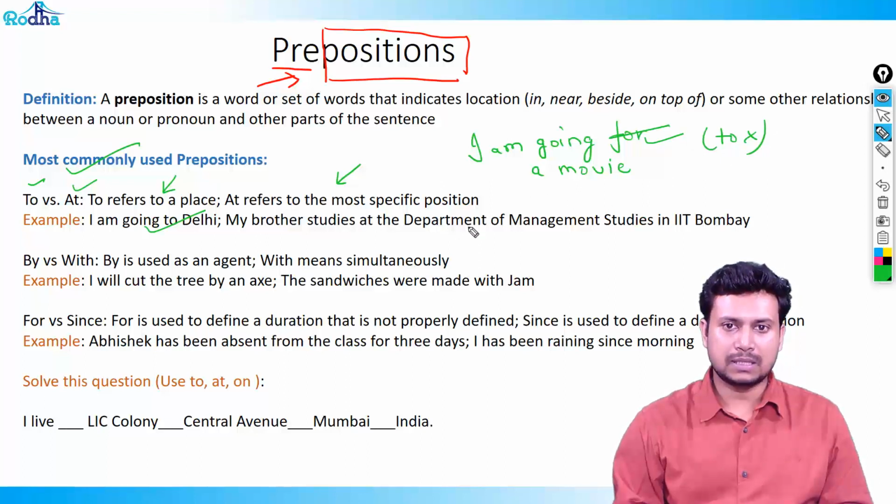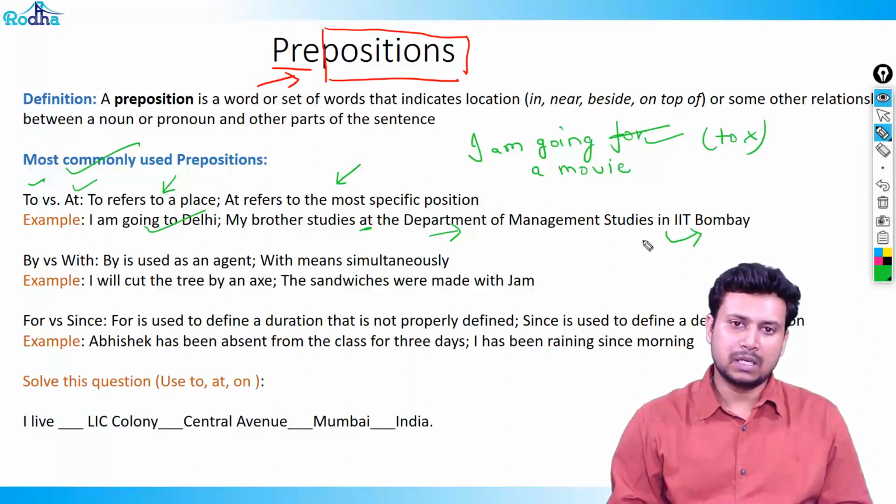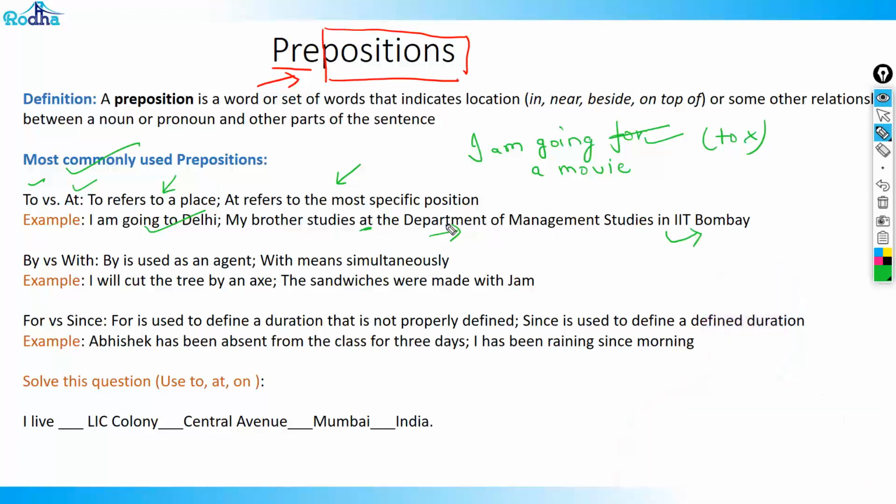My brother studies at the Department of Management Studies in IIT Bombay. So where does my brother study? At the Department of Management Studies. Where is this management studies? In IIT Bombay. So whenever you are doing comparison between two elements, the most specific, that's why I've included the word most specific, will take at.